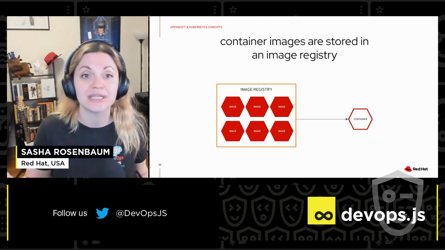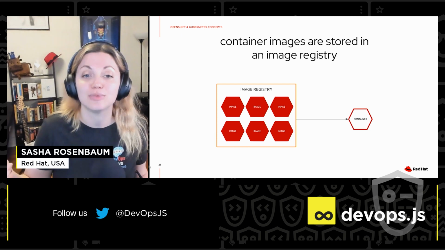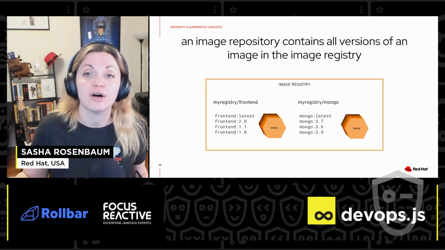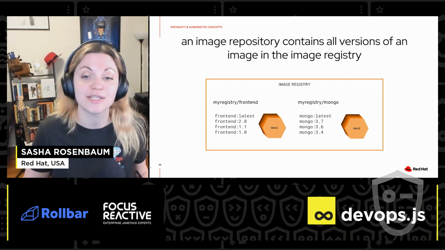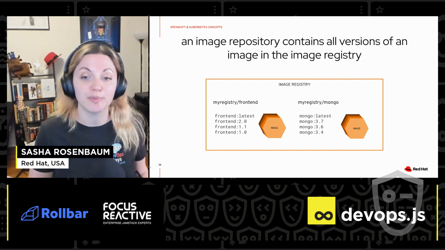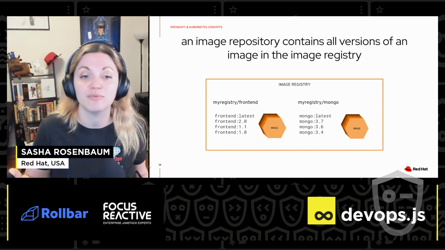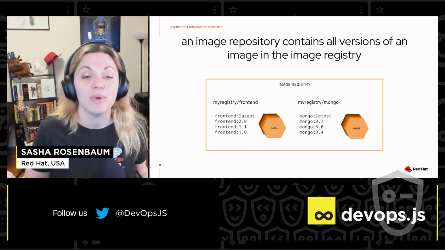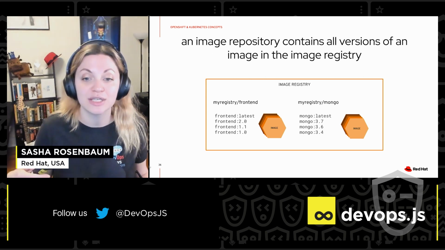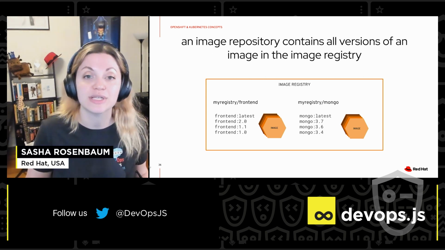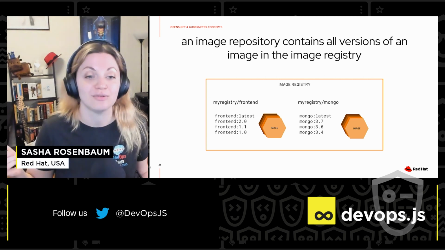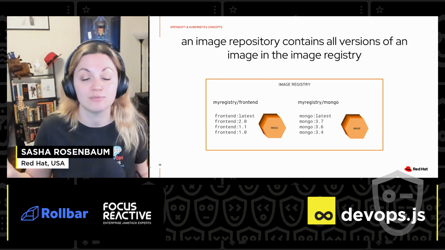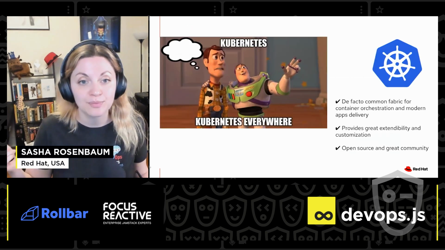So essentially, container images are then stored in an image registry. And then I could have different versions of the same container in the registry, right? So as I create new versions of my application, I can create new versions of my container image, and then I can push them into the registry, and then they become available. So I could essentially also pull the different versions. So if I wanted to run, let's say, frontend 2.0 with Mongo 3.6, I could run this combination of services.